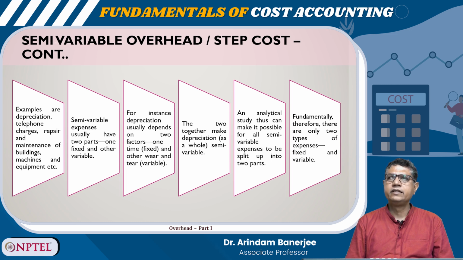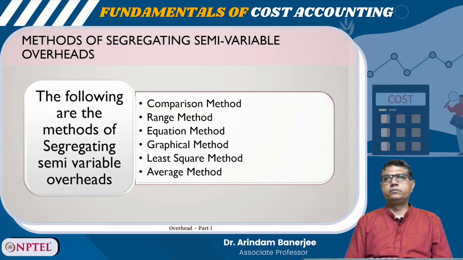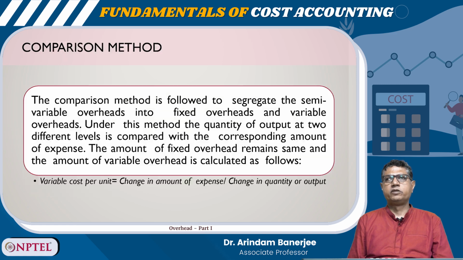An analytical study thus can make it possible for all semi-variable expenses to split up in two parts. Fundamentally, therefore, there are only two types of expenses, fixed and variable. The following are the methods of segregating semi-variable overheads: comparison method, range method, equation method, graphical method, least square method, and the average method. First is the comparison method.